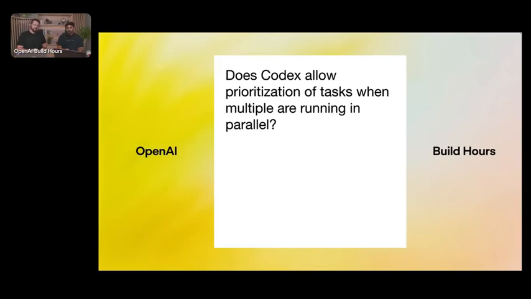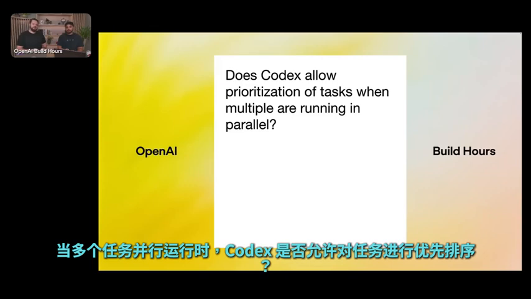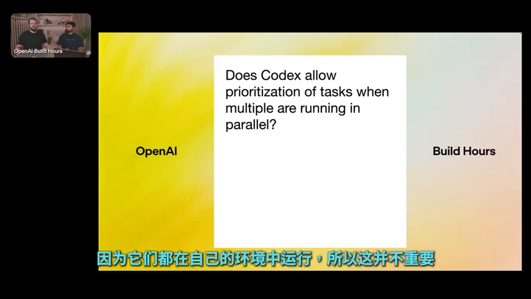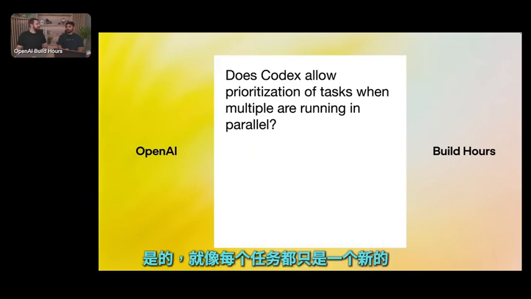Does Codex allow prioritization of tasks when multiple are running in parallel? I don't think so. Running multiple tasks in parallel locally is a bit more challenging, unless you're using things like Git work trees. In terms of prioritization on cloud, it doesn't really matter because they're all running in their own environment. Each task is just a new container, basically, where it downloads your environment and keeps running. So they don't really interfere with each other at all. Yep.